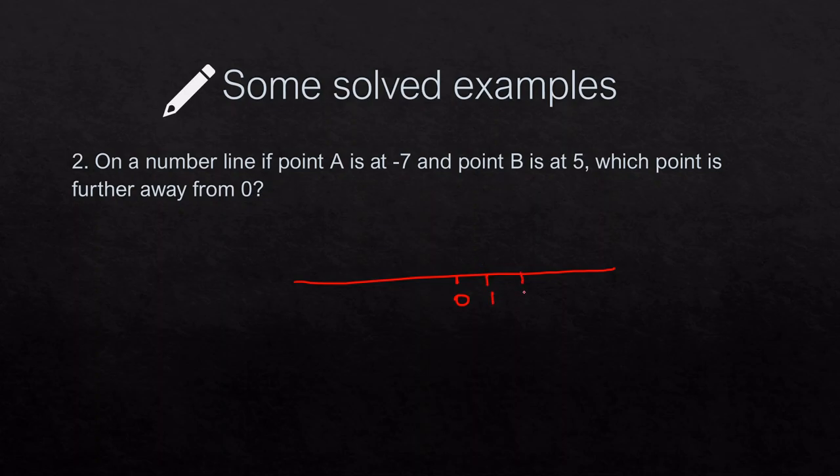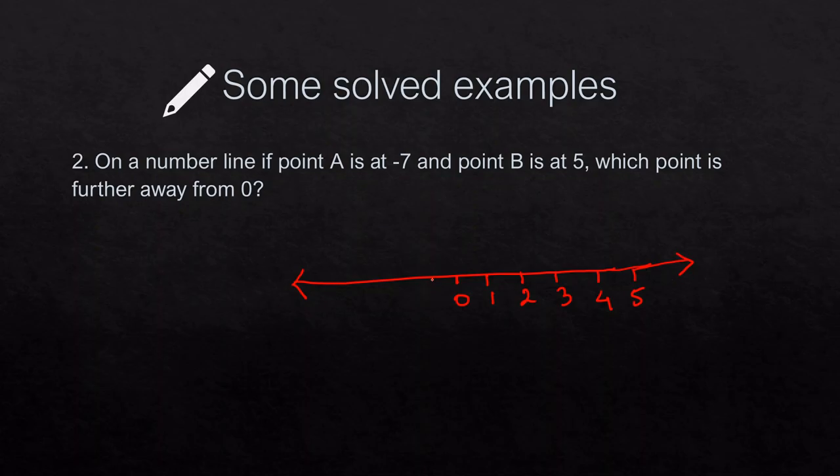So I am drawing 1, 2, 3, 4 up to 5 on the number line, and you should never forget to put an arrow mark on both sides of the number line, because the number line is not a line segment, it is a line. It is going towards infinity on both sides.